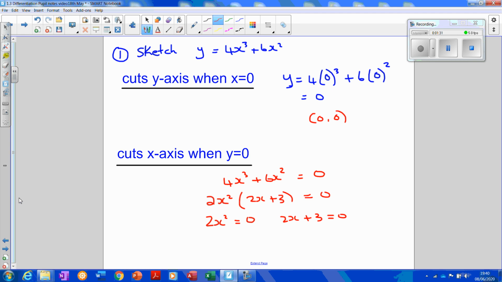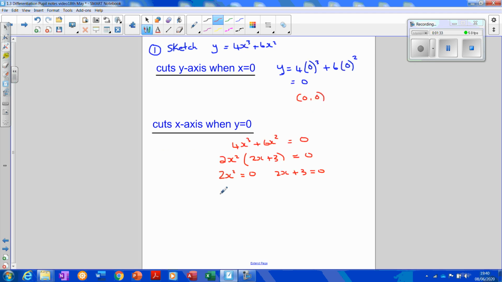So that's giving me 2 points. It's given me the point where x equals 0, because divide by 2 it's still 0, square root of 0 is 0. There, 2x plus 3 equals 0. Take 3 away from both sides, so 2x is minus 3. Divide by 2, so x is equal to minus 3 over 2. Right, so therefore it's cutting at 0, 0, as we expected, same as that one. And it's cutting at the point minus 3 over 2, 0.